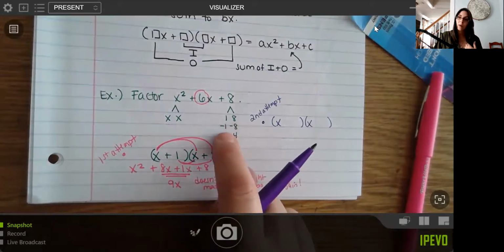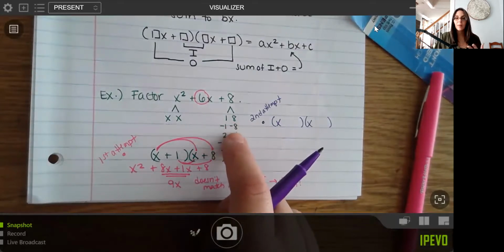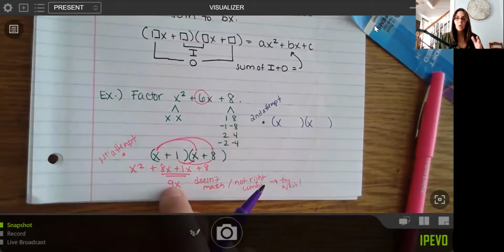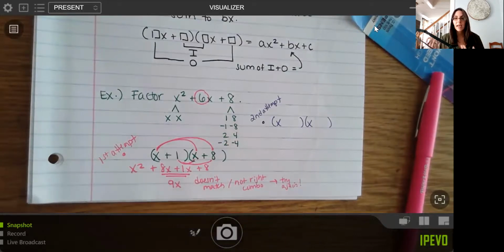I'm going to skip over -1 and -8. If I try that one, I'm going to get the same result here, but I'm going to get a -9 in the middle. So I'm thinking maybe the 2 and the 4, because 2 plus 4 is 6. This looks like it's going to work. So let's try that one.